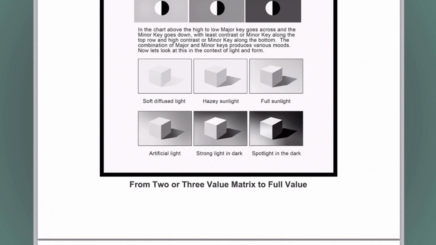So I'm changing my major key. I'm darkening my major key a little at a time. And it starts to feel like more artificial light, and then a strong light in the dark, and then a spotlight in the dark. So these things will change, and they change the mood. And all I'm doing is I'm adjusting between my major and minor key.